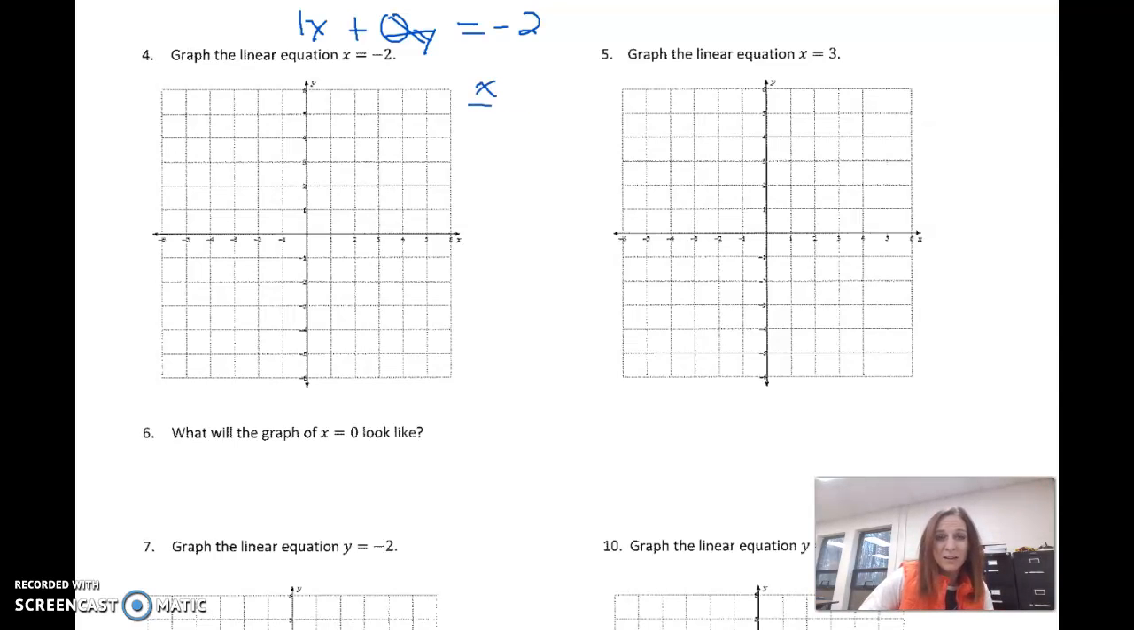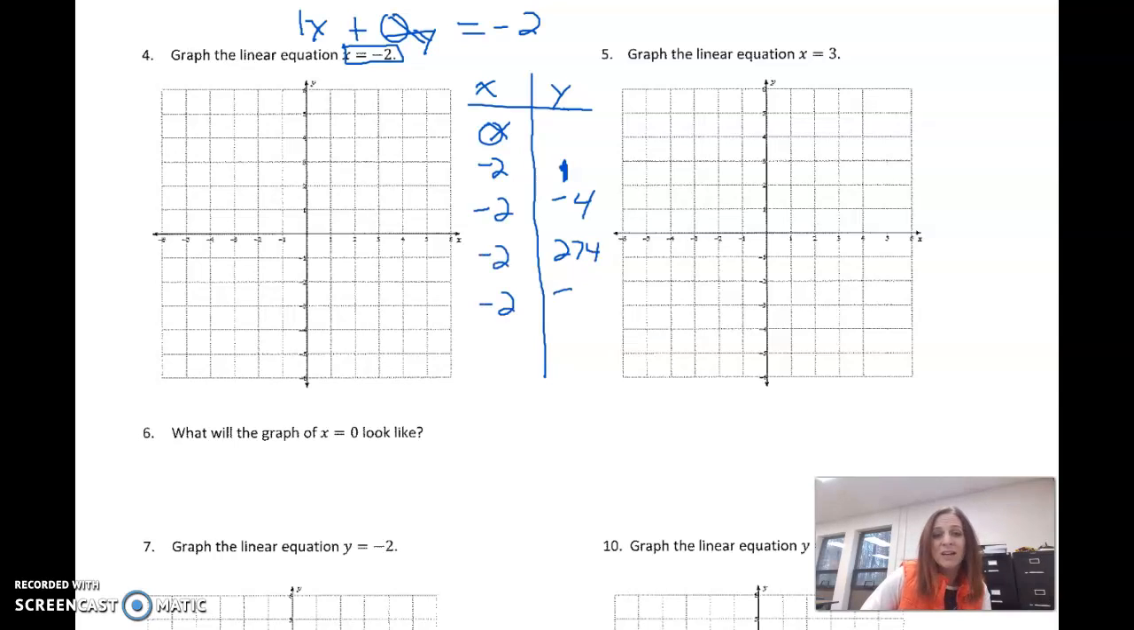Okay, so if I did an input-output table, x can't be 0 because x equals -2. Well, if x equals -2, what is y going to be? Well, y can be anything because you're multiplying it by 0. So it could be 1. y could be -4. y could be 274. I don't really care, because what matters is that our x value is always going to be -2. x equals -2, always.